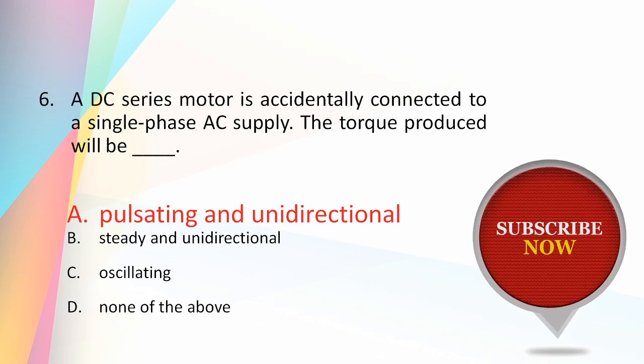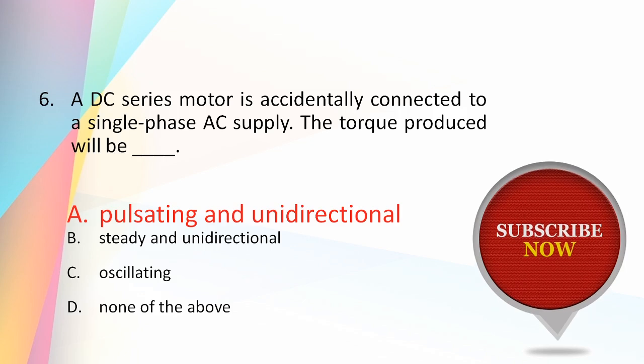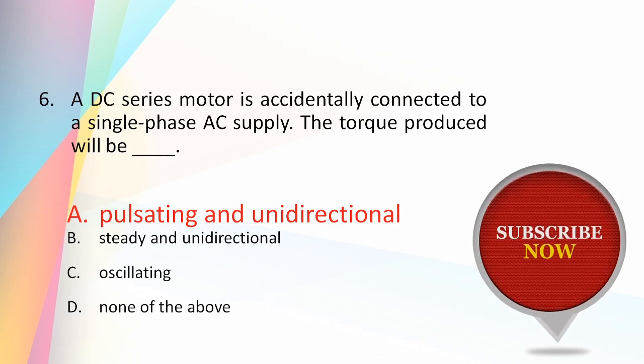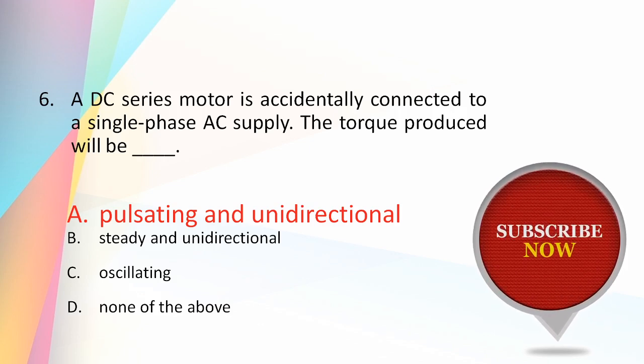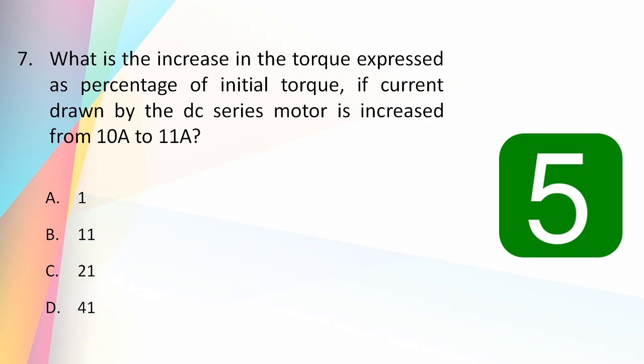Because in a DC series motor, the AC currents to the field and armature winding will be made unidirectional by the commutator and brushes. So torque will be unidirectional but pulsating due to the AC nature.